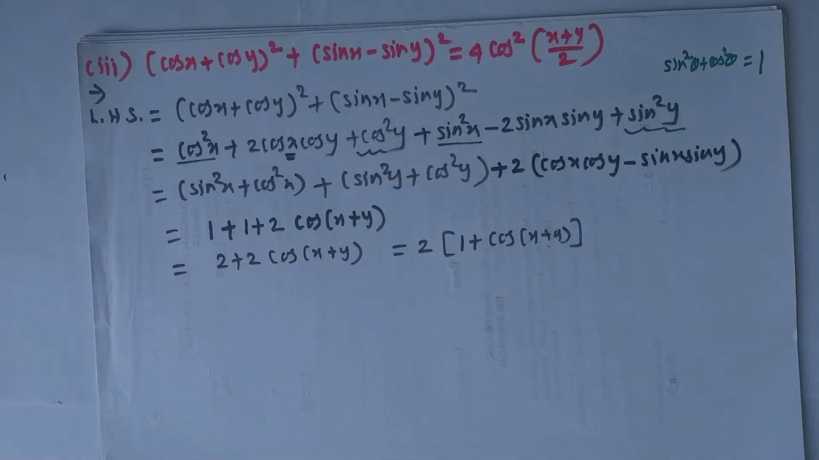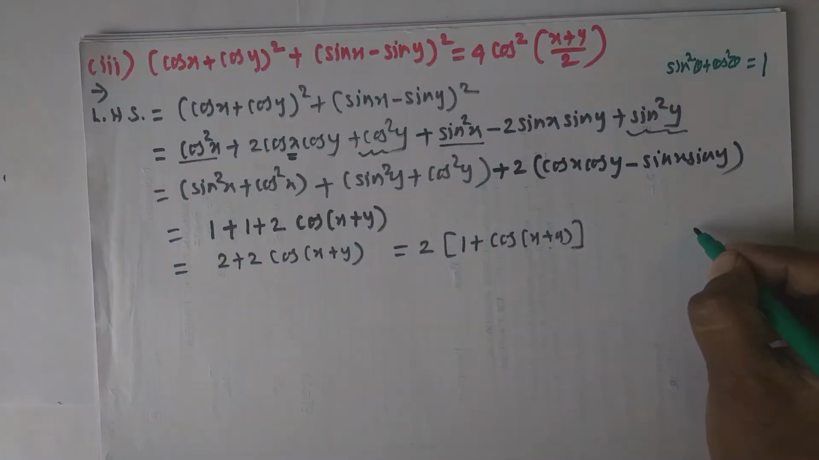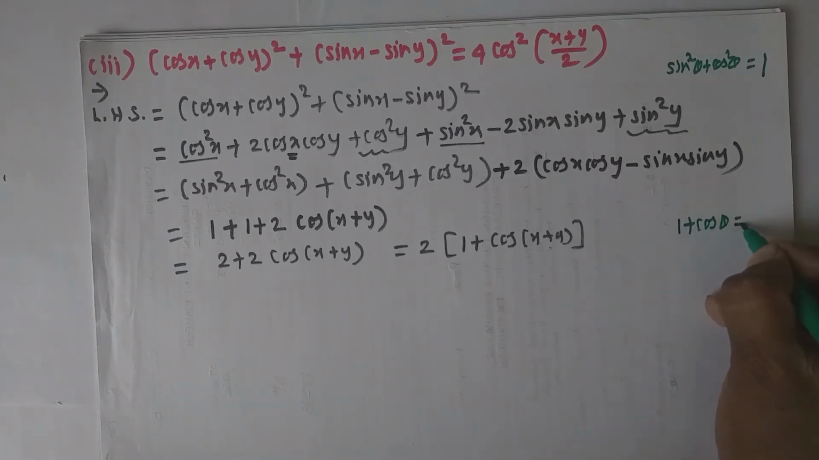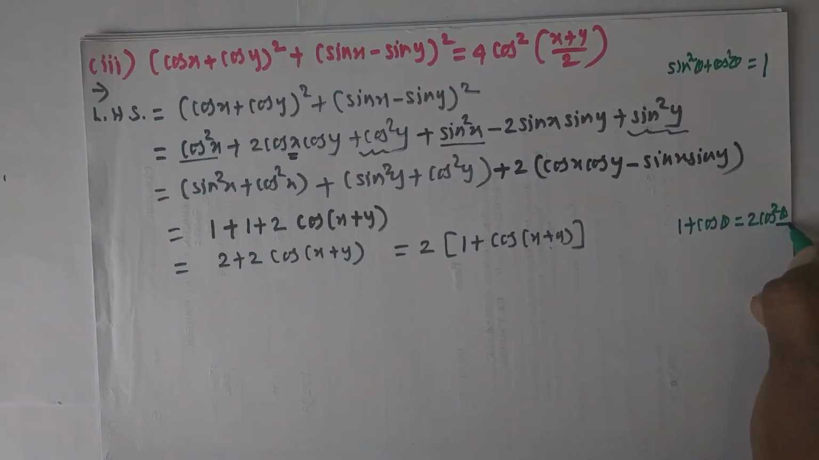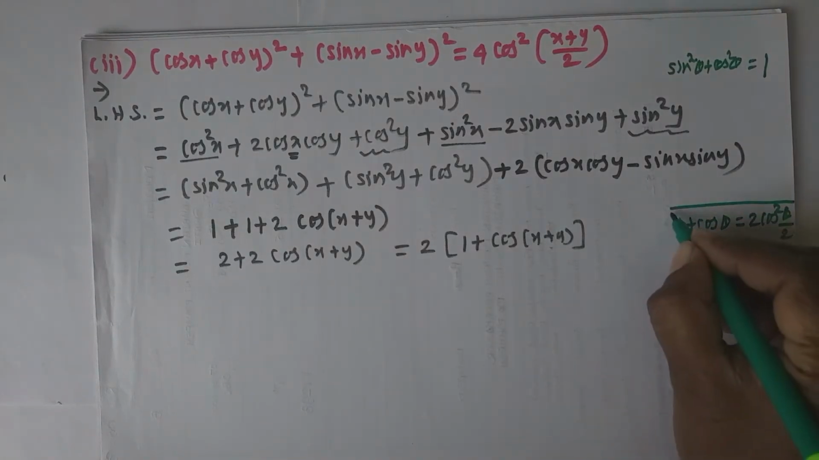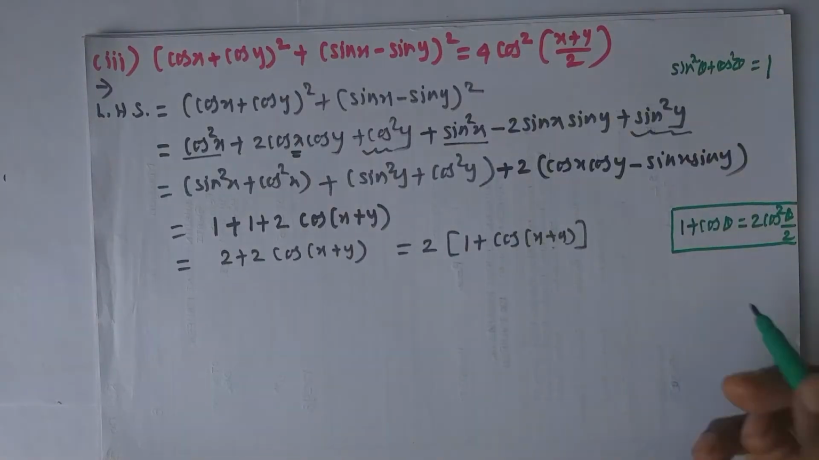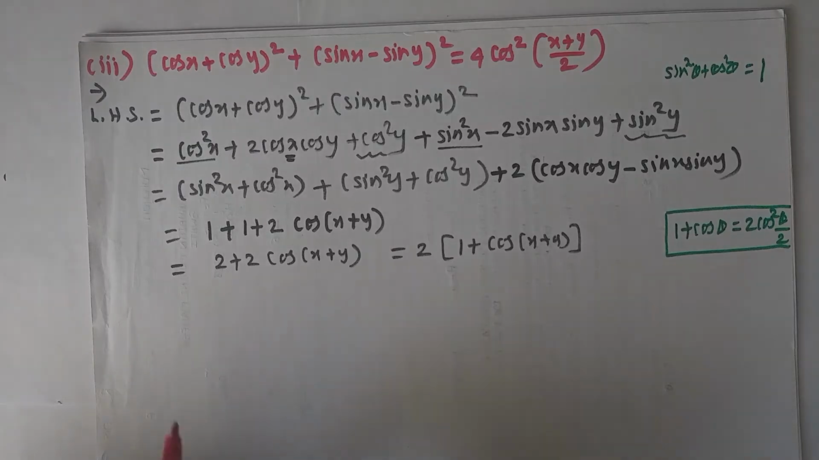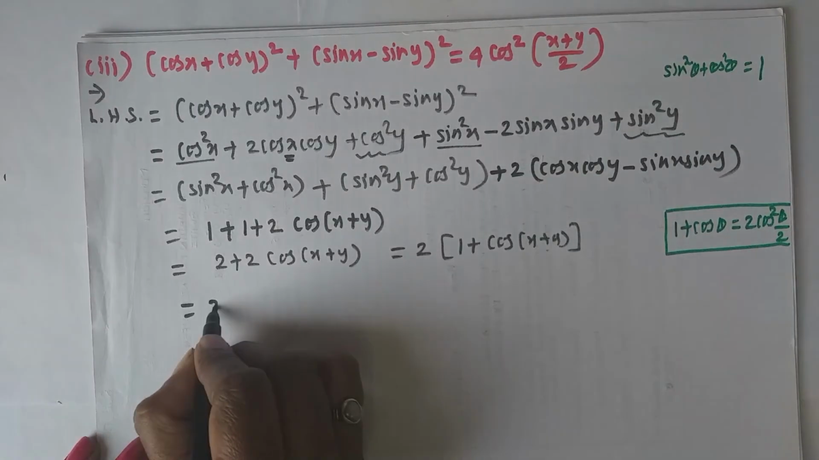Okay. Now what is the formula for 1 plus cos theta? I have seen from our half angle formula that 1 plus cos theta is nothing but equal to 2 cos square theta by 2. This is our half angle formula which we have seen in our last lecture. Okay, and what is theta here? Theta is x plus y. Therefore, keep that value here. Write down 2 as it is.